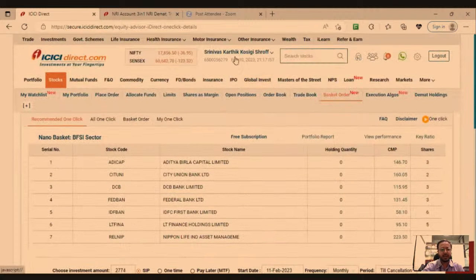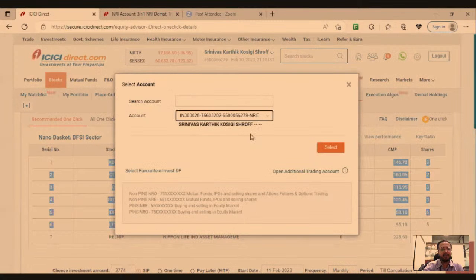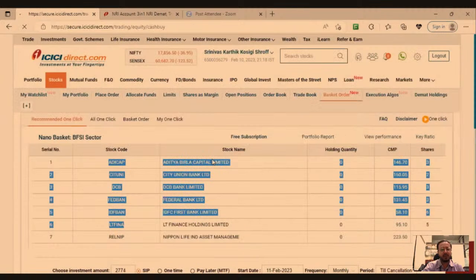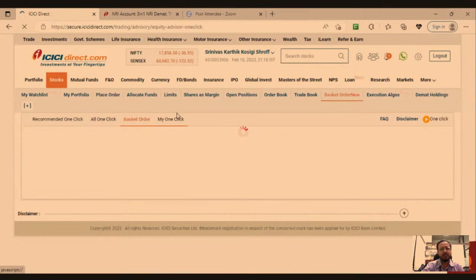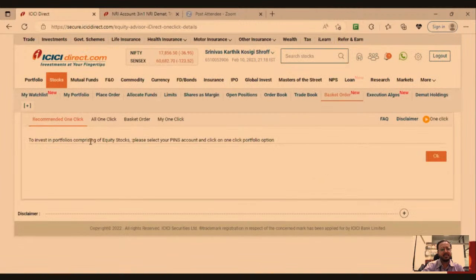You have to ensure that you have selected the right account whenever you are placing the order. You might have selected the incorrect or the PINS account for a basket of stocks which are purely equity, right? You see all these stocks here are pure equity. If I had accidentally selected a non-PINS account and gone to basket orders, one click, and tried to invest, then it would say that to invest in portfolios comprising of equity stocks, please select your PINS account. So the right account needs to be selected.